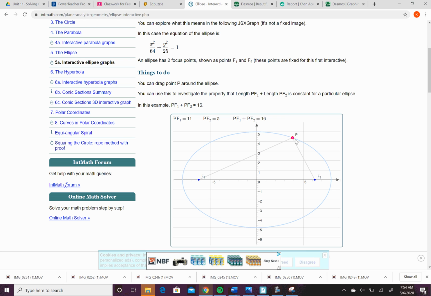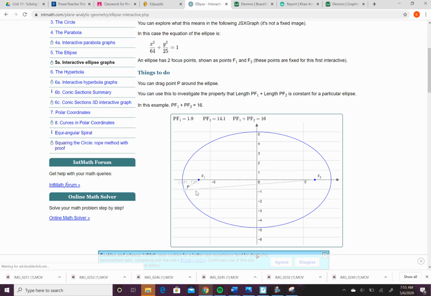In this interactive, I can move this point around the ellipse, and if you notice, my major axis is 8. That means the sum of these distances, of these 2 segments, PF1 and PF2, should be 16. If I move P anywhere around the ellipse, notice how the distance of each individual segment changes, but my sum is still 16. That is the most interesting property of an ellipse: this sum never changes.